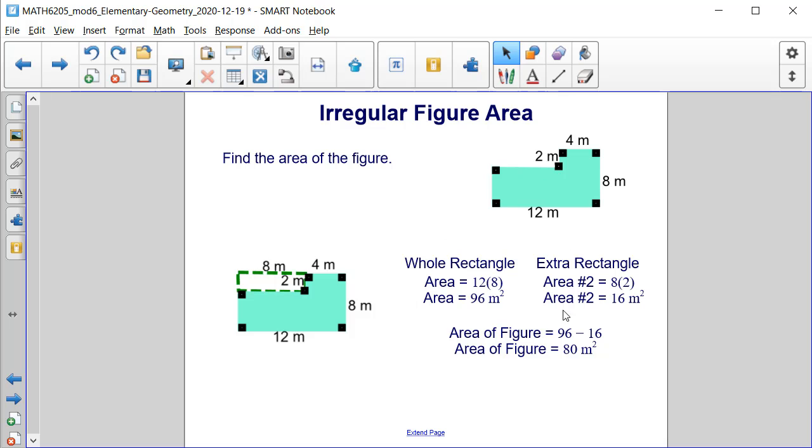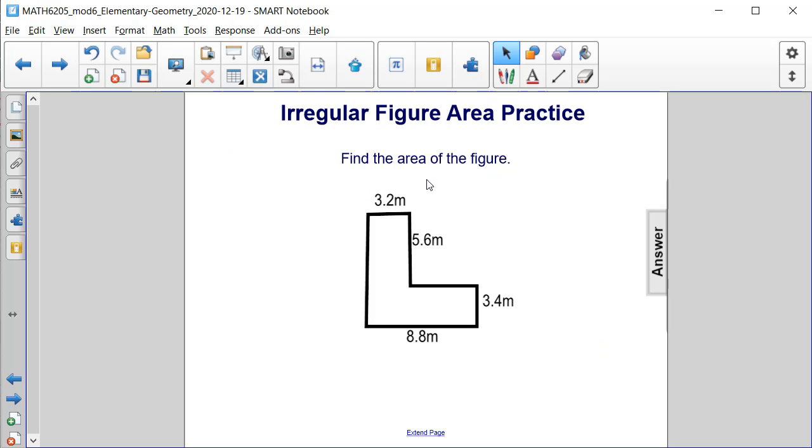As you can see, here again is the work done to find the area of our whole rectangle and the area of this extra rectangle that's not within the shaded region as 96 and 16, which is what we calculated. And then if we subtract those two, we do get the area of the shaded region, which is 80 square meters. Find the area of the figure.